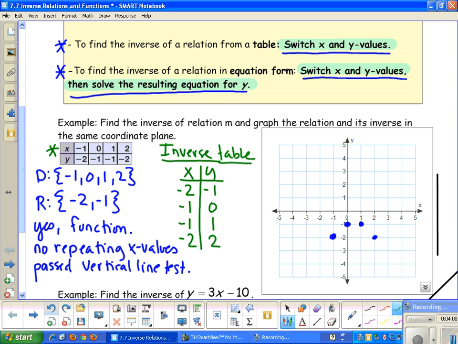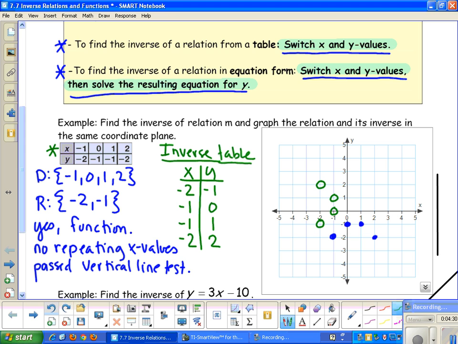Now that I have my inverse table, I can go ahead and graph these values. So I have (-2, -1), (-1, 0), (1, -1), and (2, -2). So these would be my inverse points. Now for these inverse points, notice that we have repeating x values. -2 has a y value of -1 and also 2.